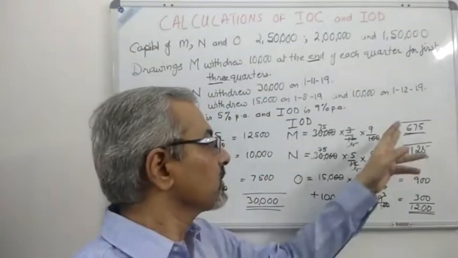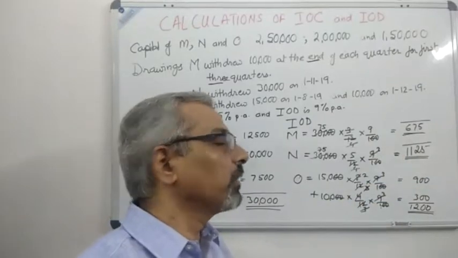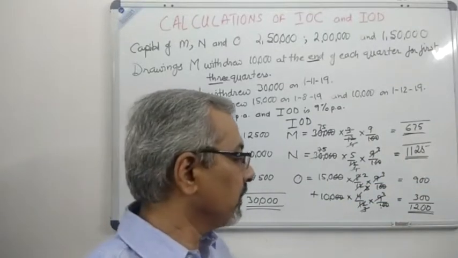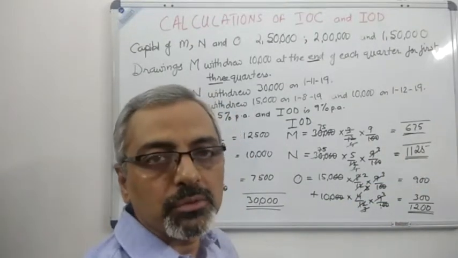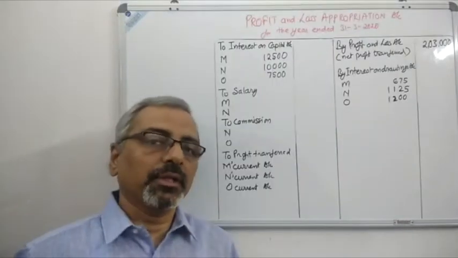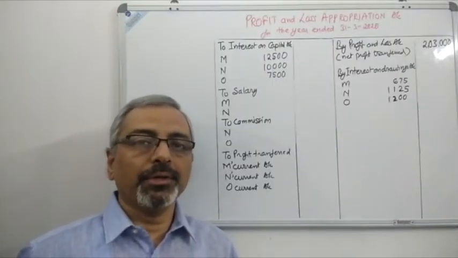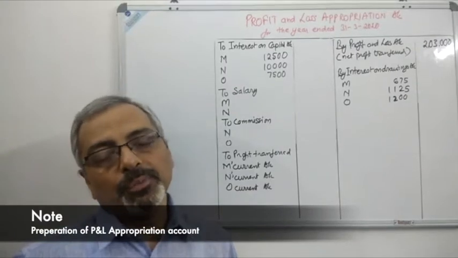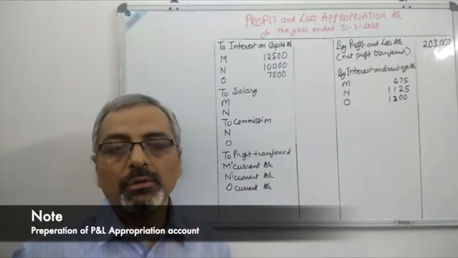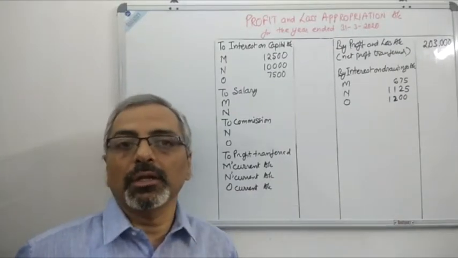Is it clear? That is 675 plus 1125 giving 1800 plus 1200. The total amount comes to 3,000. After the calculation of interest on capital and interest on drawing, I will now prepare the profit and appropriation account with the given information in the question.